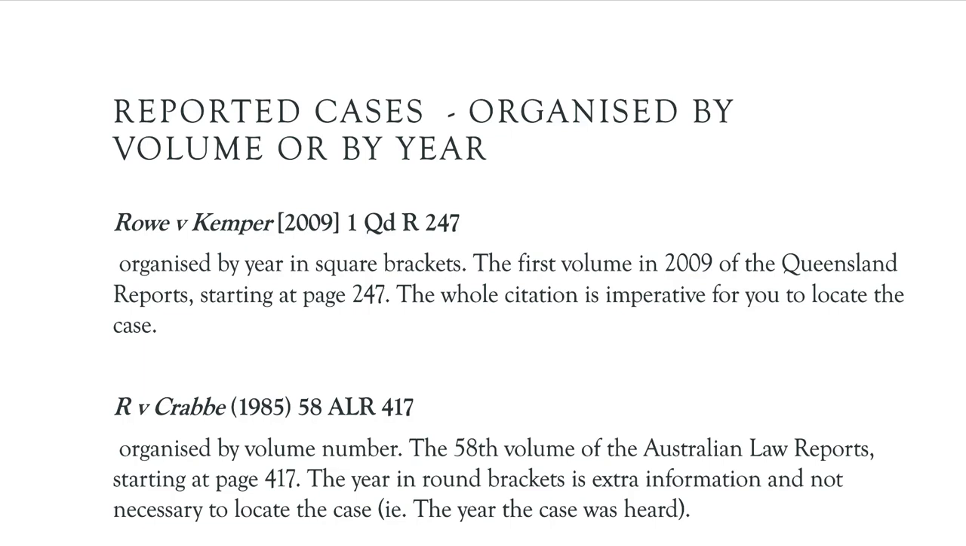You might be a bit confused because we can see that there's a year there in round brackets. That's just a piece of extra information for you, and it's not necessary to locate the case. That year, 1985, just indicates when that case was heard. So if you wanted to locate this on the shelf, you would go to the section where the Australian Law Reports are, you would look for volume 58 and open it to page 417. If you were to look for this case in a database, the only information really that you would need to type in would be 58 ALR 417 and it should bring you back that case.